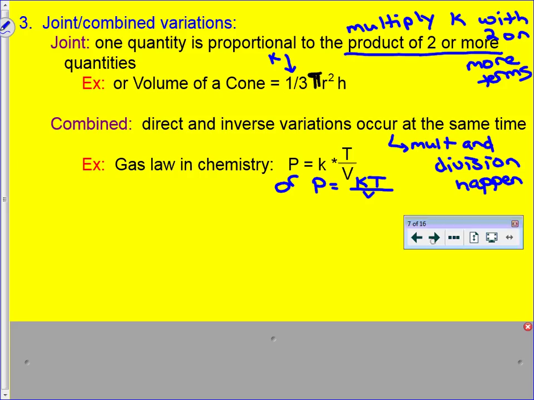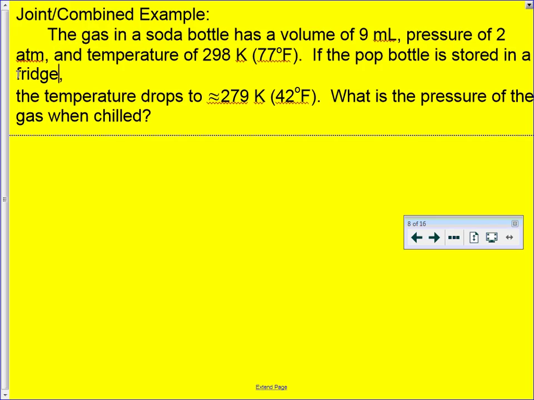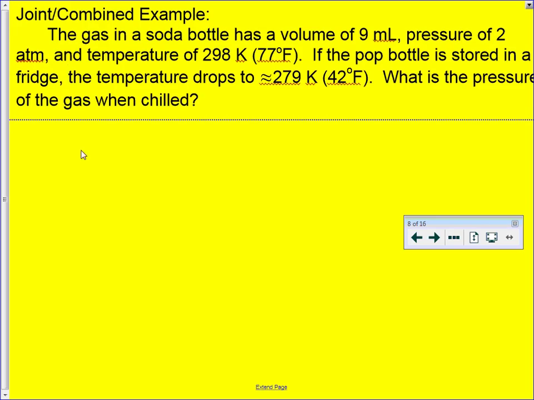Now, the last piece of information is, I have some pieces that we could look at as you're going through. If you're reading what is actually being said here, you'll notice that I have another situation that deals with gas. It says the gas in a soda bottle has a volume of 9 milliliters. It has a pressure of 2 atm and a temperature of 298 degrees, and that K stands for Kelvin in this case, which is no different than saying you have 77 degrees Fahrenheit.